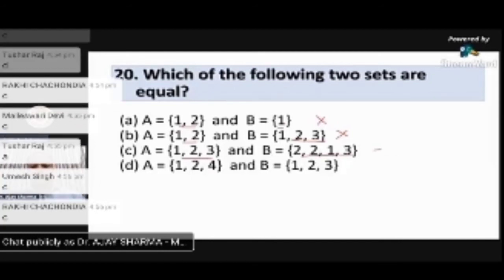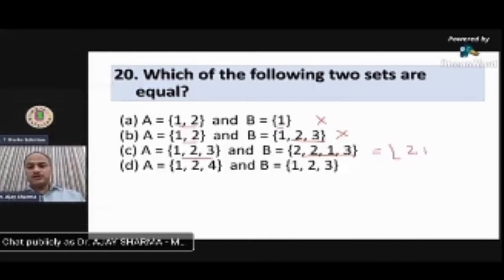So this set is also equal to a set having 2, 1 and 3, these three elements. Why? Because we know the concept that in a set, if an element is written twice, it is equivalent to writing it once. We have just seen this in a question.